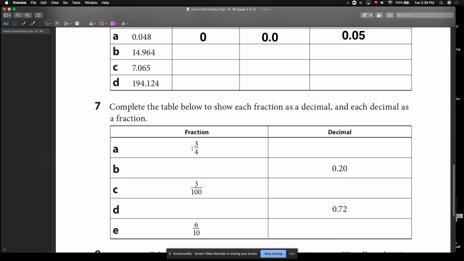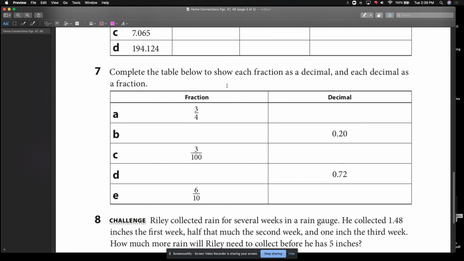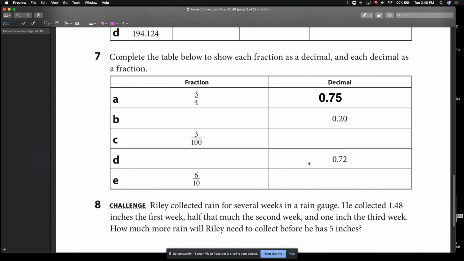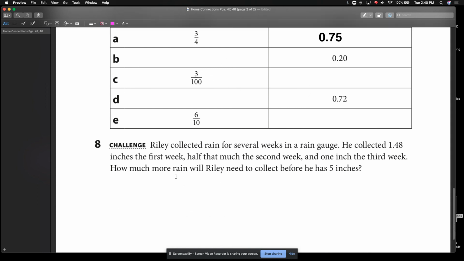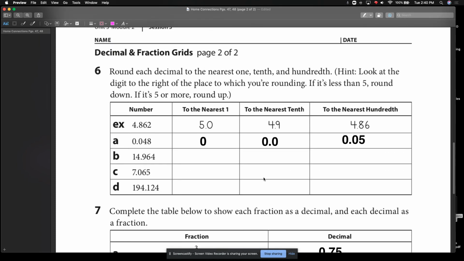And then the last number before our challenge is complete the table below to show each fraction as a decimal, and each decimal as a fraction. So 3/4 as a fraction would be how much as a decimal? It would be 75 hundredths. So 3/4 of a dollar is 75 cents or 75 hundredths. 20 hundredths would be as a fraction 20 hundredths. So you'd write that there. So go through and do those. And then if you want to go for the challenge, you can do number 8. All right, I hope that helps, and good luck today.